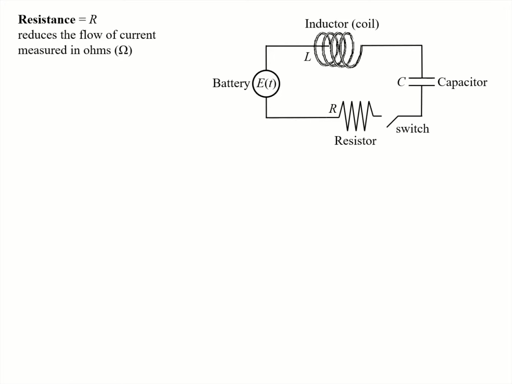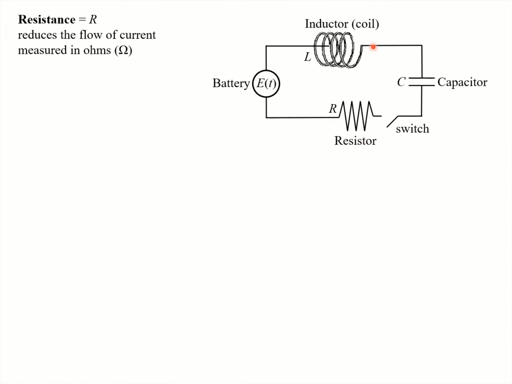So the resistance is going to be equal to something called R. We'll use R as the shorthand, and what the resistor does is it reduces the flow of the current through that cycle, and it's measured in ohms, which is capital Omega. So that's the deal with this resistor.